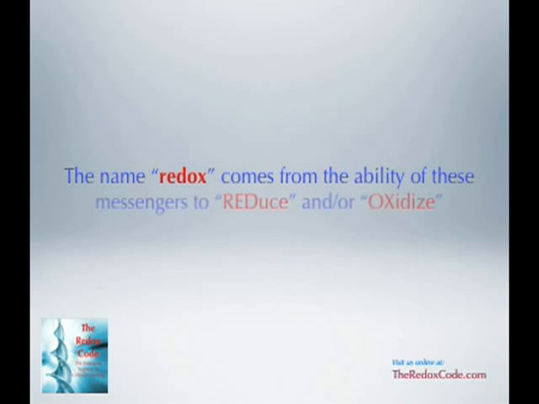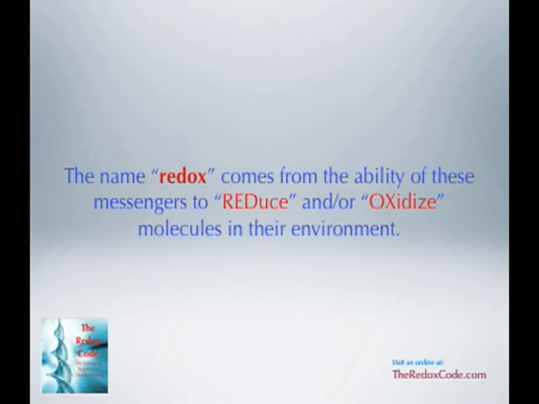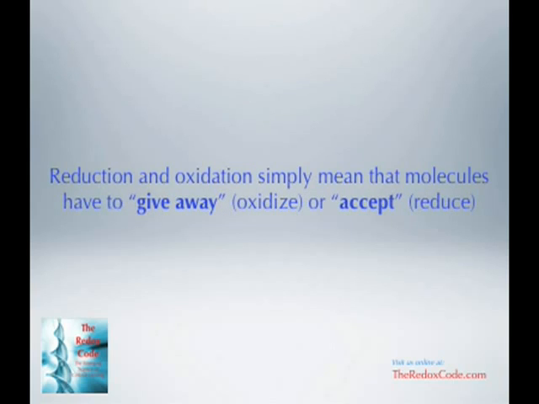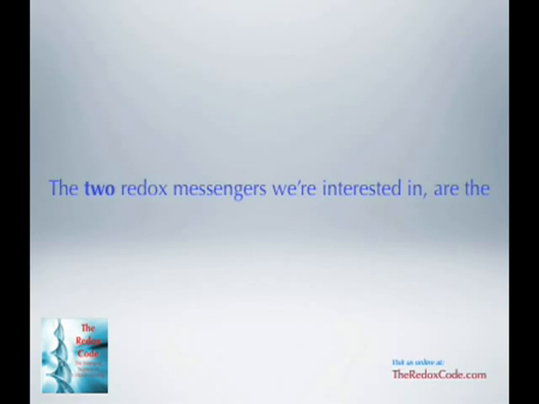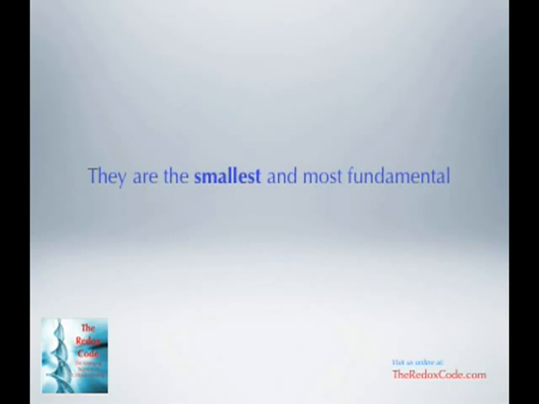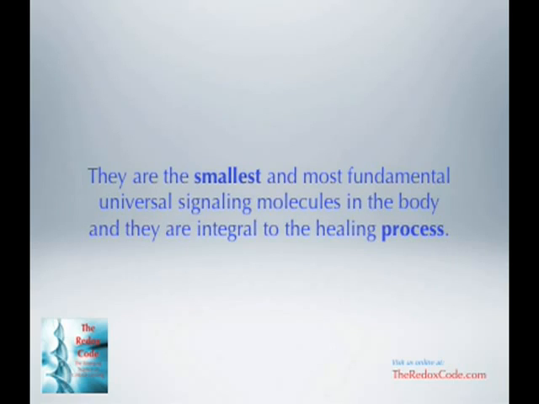The name redox comes from the ability of these messengers to reduce and/or oxidize molecules in their environment. What that means is reduction and oxidation mean that the molecules have to give away, which is to oxidize, or accept, which is to reduce, electrons to and from other molecules in their vicinity. Now, the two redox messengers we're interested in are the reactive oxygen species, or ROS, and the reduced species, the RS. They are the smallest and most functional universal signaling molecules in the body, and they're integral to the healing process.